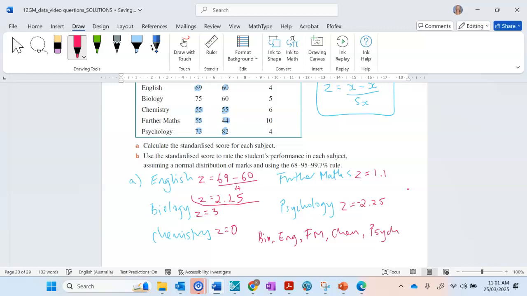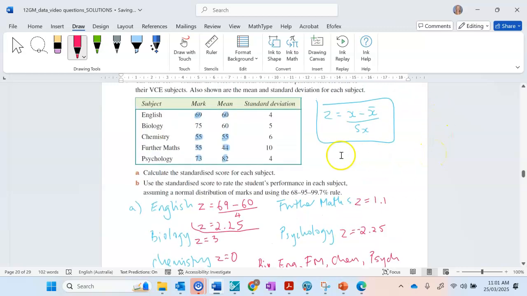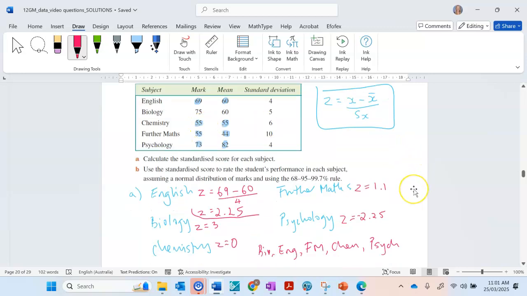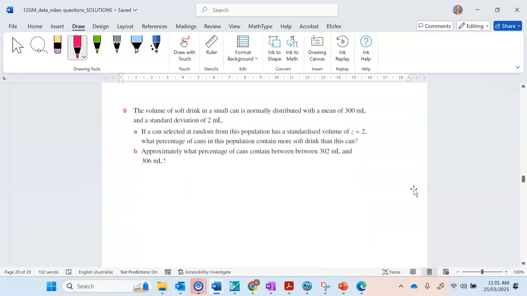All right, so if we're using the Z scores to rate them, then you can see that. And it's probably a good idea to use the Z score to compare your subjects because obviously some subjects are harder than others. So let me just have a look here. So chemistry and further maths have a lower mean for the class. So comparing how you went with the average of the class is probably better than just saying, oh, I only got 55. All right, let's move on.